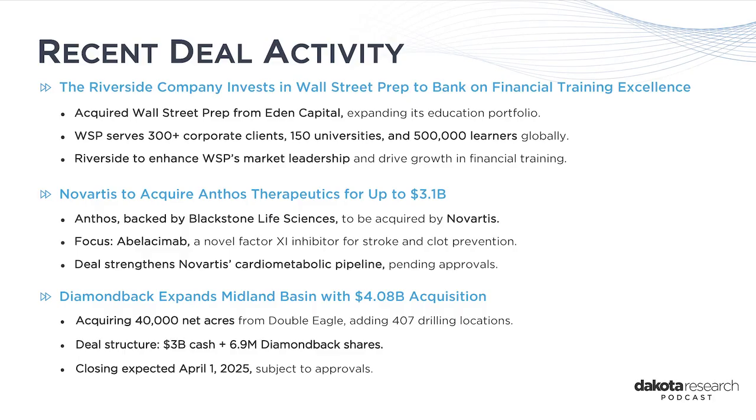Diamondback announced plans to acquire Double Eagle Energy in a cash and stock deal valued at approximately $4.1 billion. This move aims to enhance Diamondback's presence in the Permian Basin, adding about 40,000 acres in the core Midland Basin specifically. It's expected to close April 1st, 2025, subject to regulatory approval. Double Eagle was a business owned by NCAP Energy, which is a large player in the space, but a lot of activity going on in the patch.